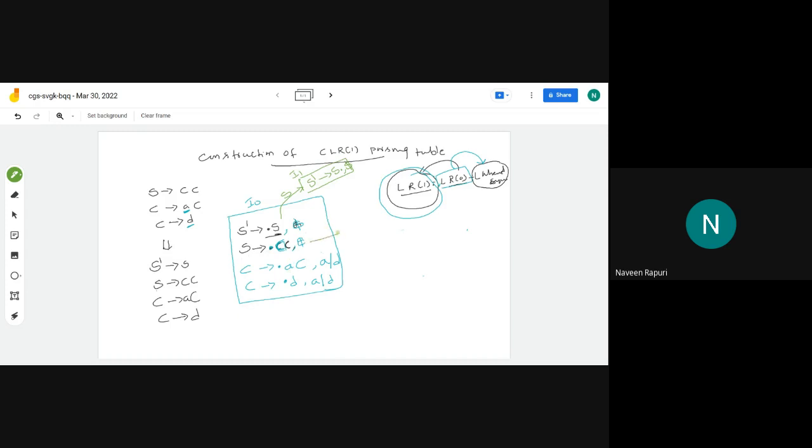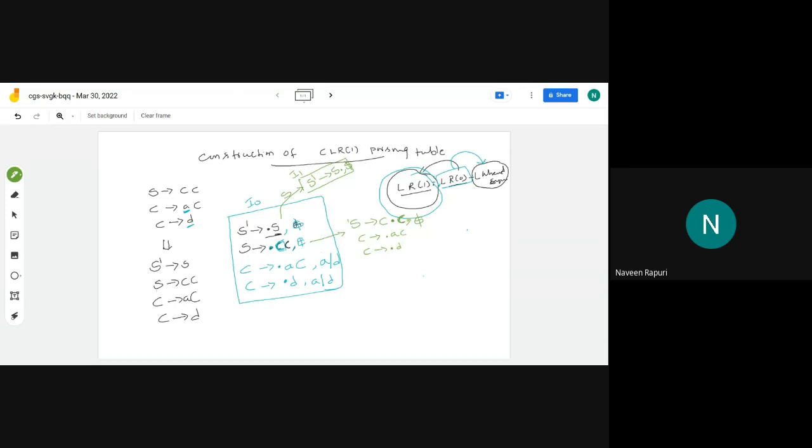And the next one is S derives C dot C. Here also I am applying the go to. Go to means moving the dot symbol towards the right once. Now after the dot we are having a non-terminal again, so we have to add the productions produced by that non-terminal. For that purpose, C derives dot AC and C derives dot DC.